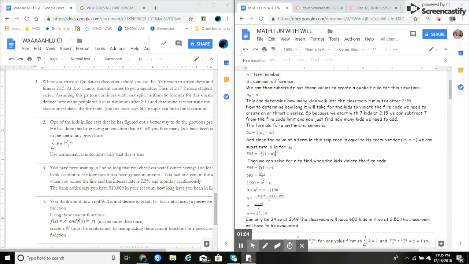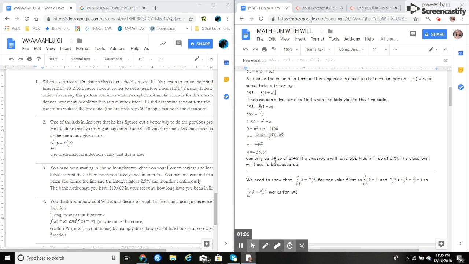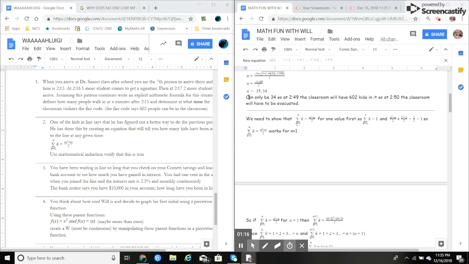So now if we solve for n to figure out how many minutes it's going to take, we find that it's going to be 34 because we can't be negative 35 minutes. So at 2:49, there's going to be exactly 602 kids. So at 2:50, we're going to start to have to be evacuated because we might die.